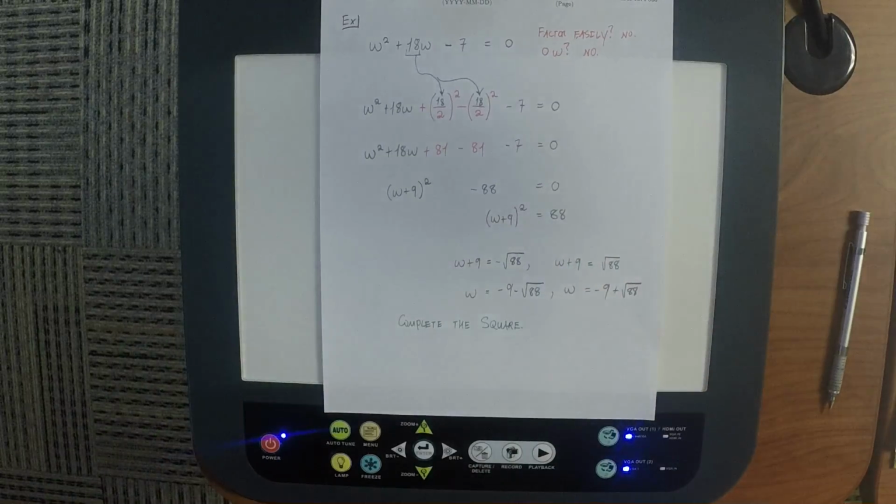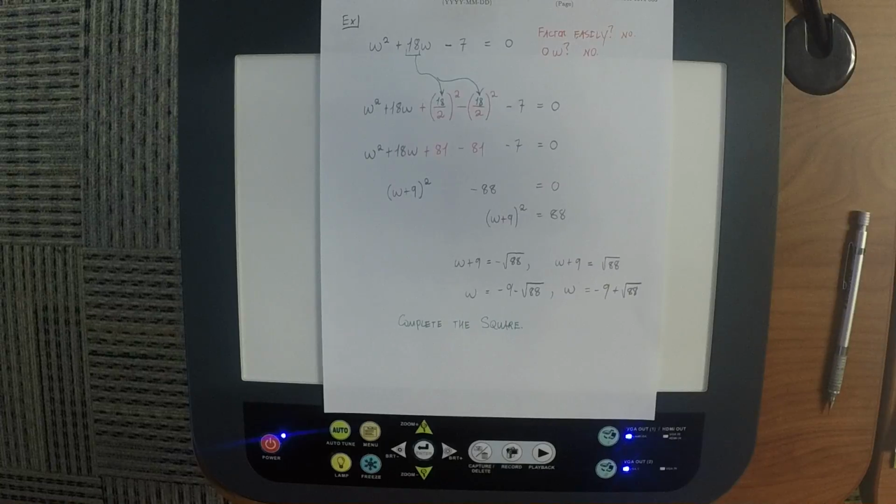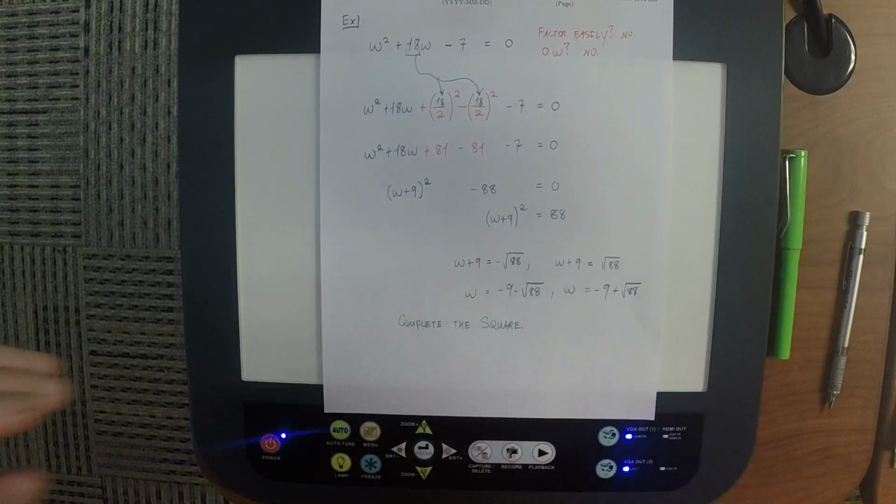So, the first thing that we'll do next time is we'll draw a picture of just why it's called this name, complete the square. Okay, so have a nice Wednesday.